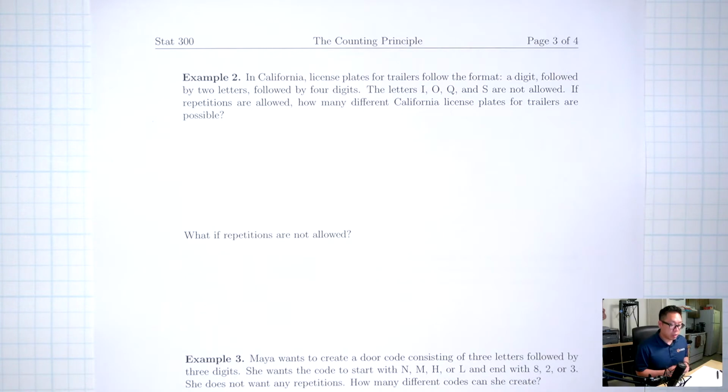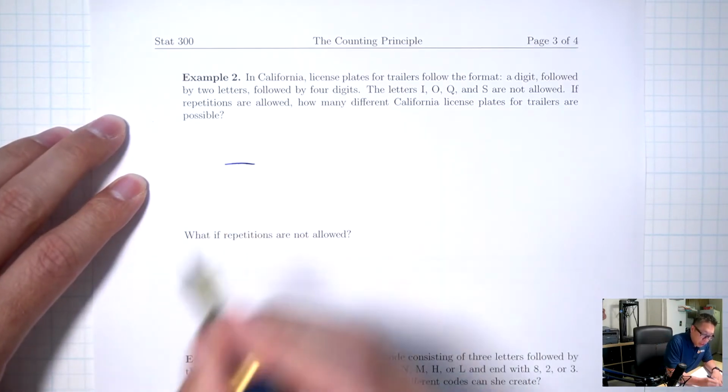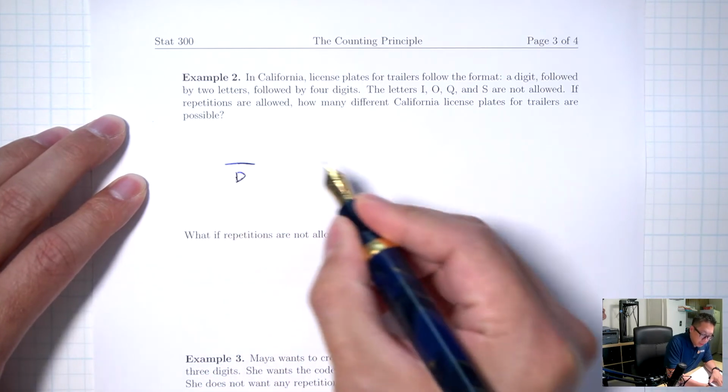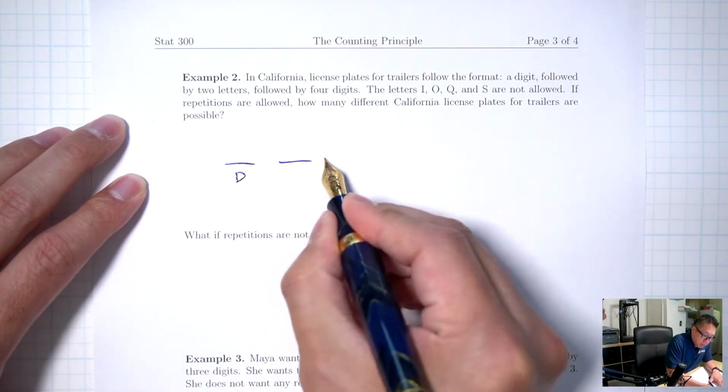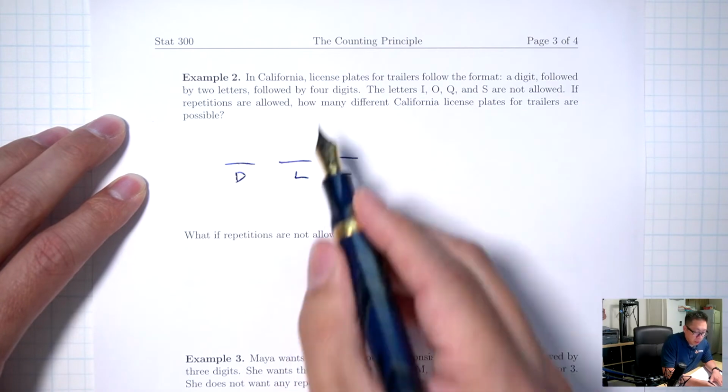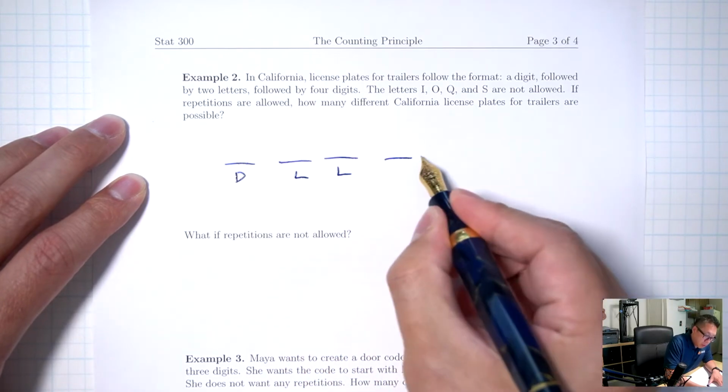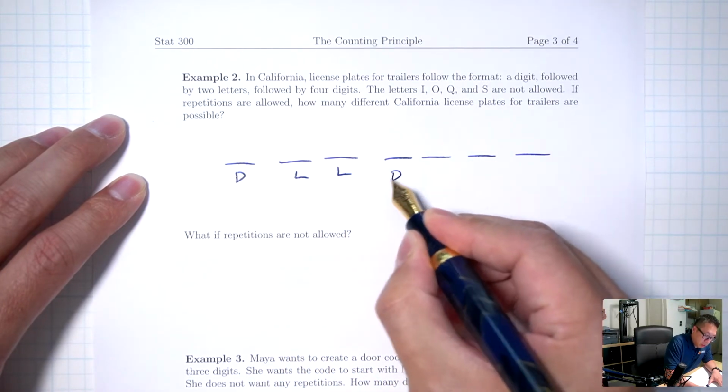First thing we need to do is decide how many blanks we need. So think of making a license plate as choosing each individual digit or letter. So we have a choice for digit. I'll label that with a D. 2 letters, letter, letter, and then 4 digits. 1, 2, 3, 4, and these are digits.